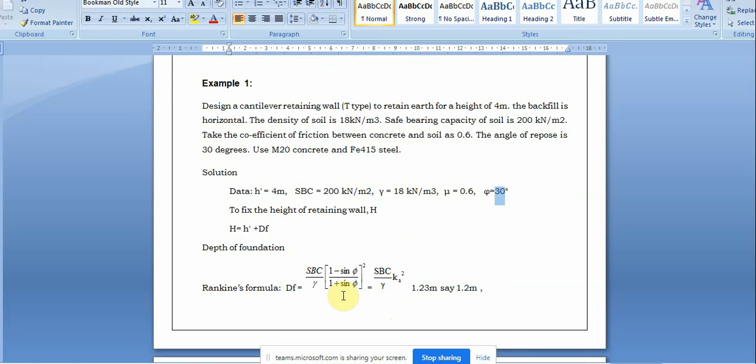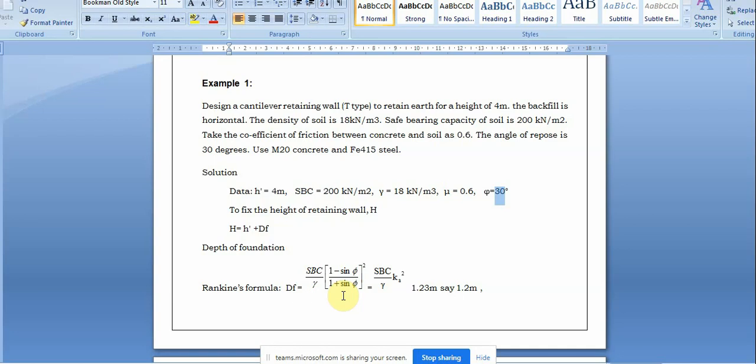To find the depth of foundation, we have Rankine's formula. That is, depth of foundation equals SBC by density, into bracket of (1 minus sin phi) divided by (1 plus sin phi), whole squared.